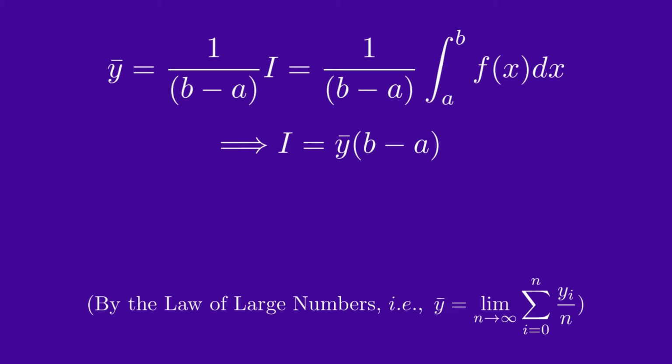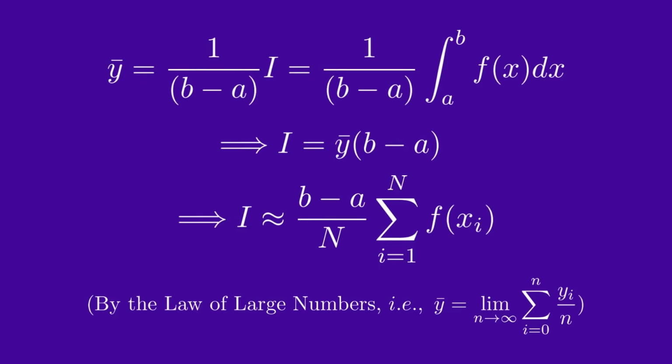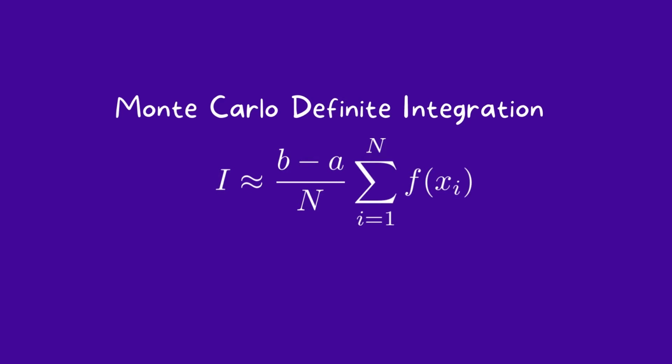So the law of large numbers ensures that by sampling a very large number of y values and taking their average, one can reach the true average value of f. So a simple version of Monte Carlo integration is exactly that: sampling a large number of points on a function within an interval, taking their average value and multiplying it by the interval length. And hooray, we've got a formula for Monte Carlo definite integration.